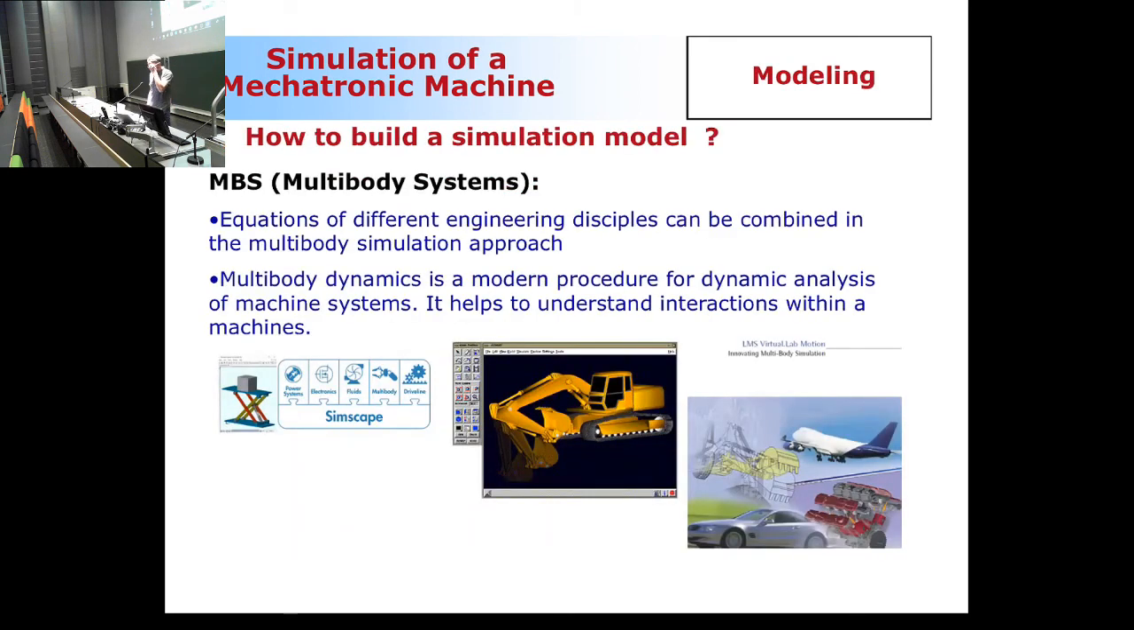Then, what are we using? We are using the method that is called multi-body system dynamics. And as the title implies, it is a method that applies to systems that consist of multiple bodies. How these multiple bodies are moving, we can solve by using multi-body system dynamics.